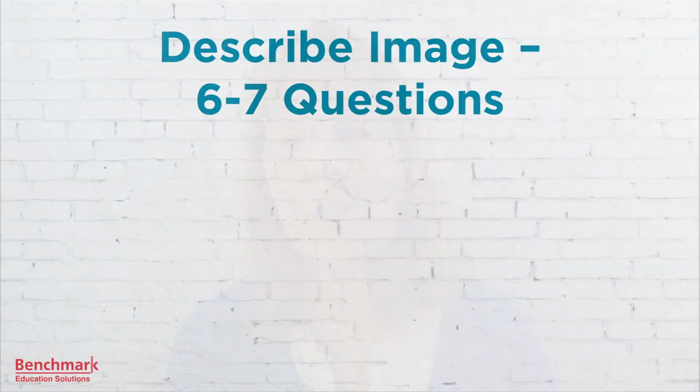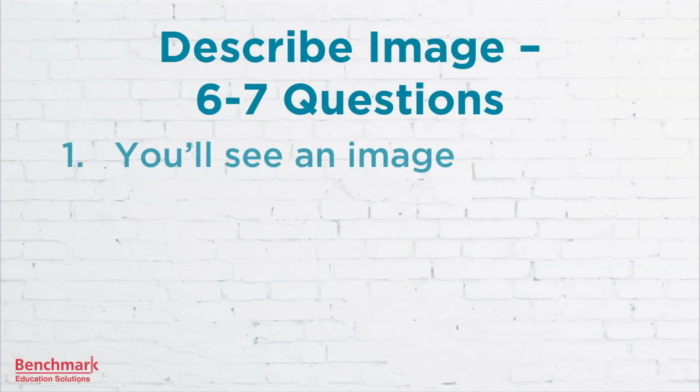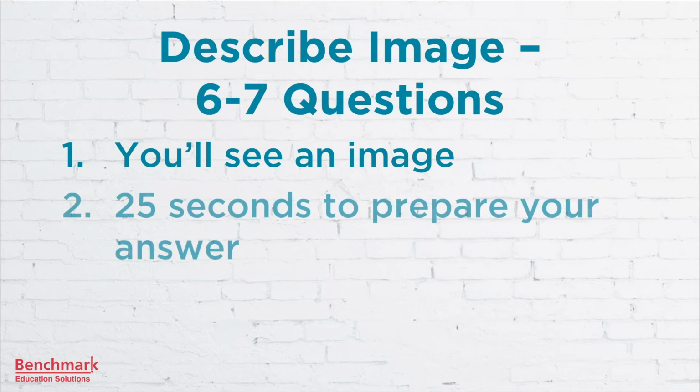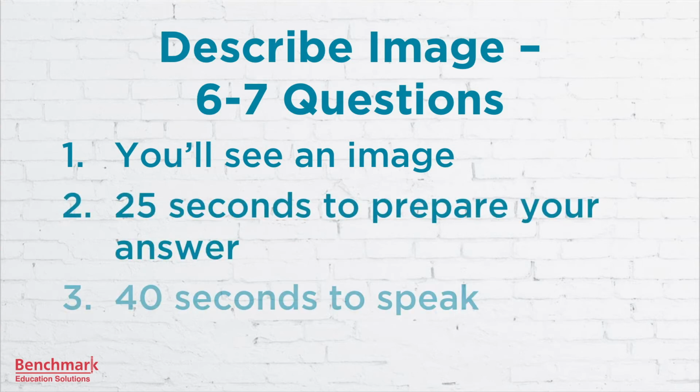Next, you'll have 6 or 7 describe image questions. For these, you'll see an image on your screen. It could be a graph, a table, a map, or something similar. You'll get 25 seconds to prepare your answer. You'll hear a beep, which means you have 40 seconds to speak into the microphone.